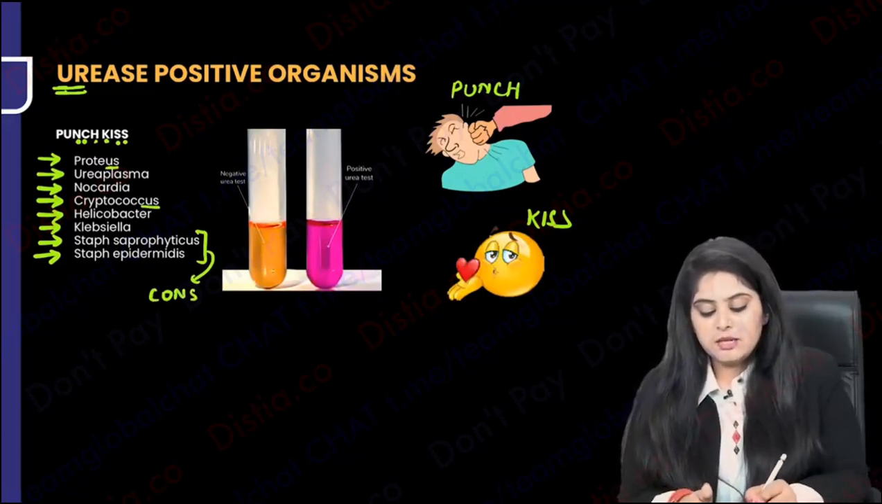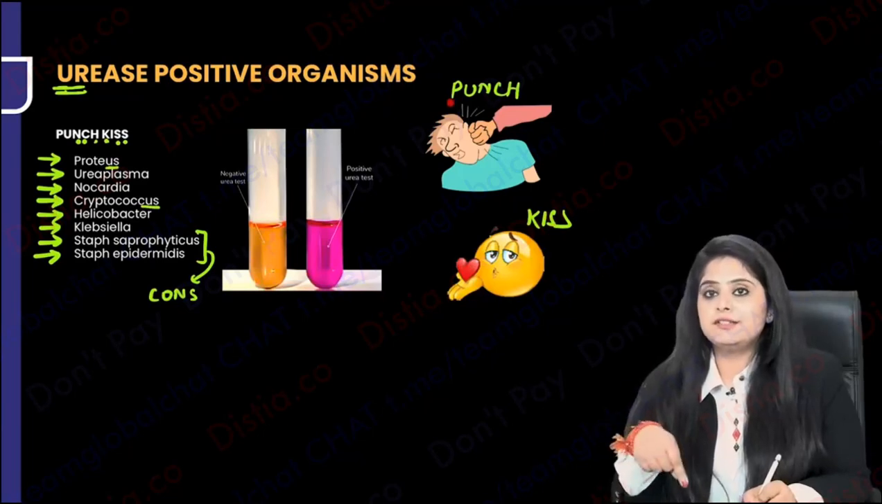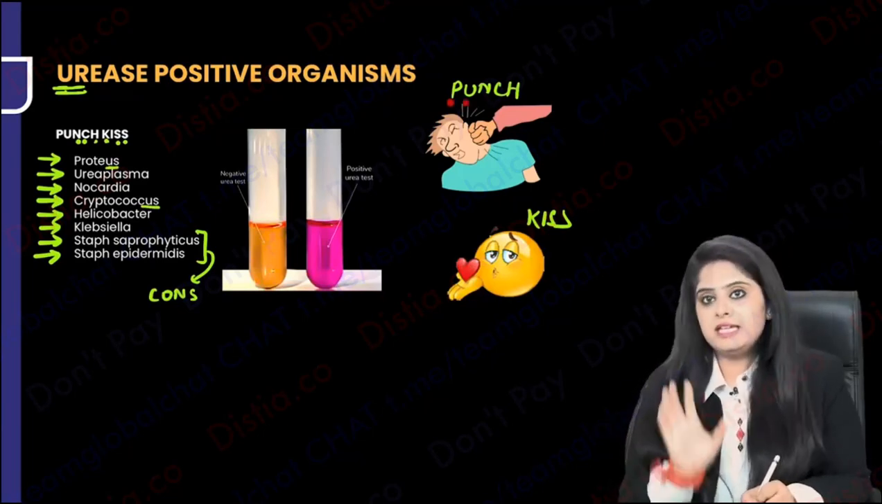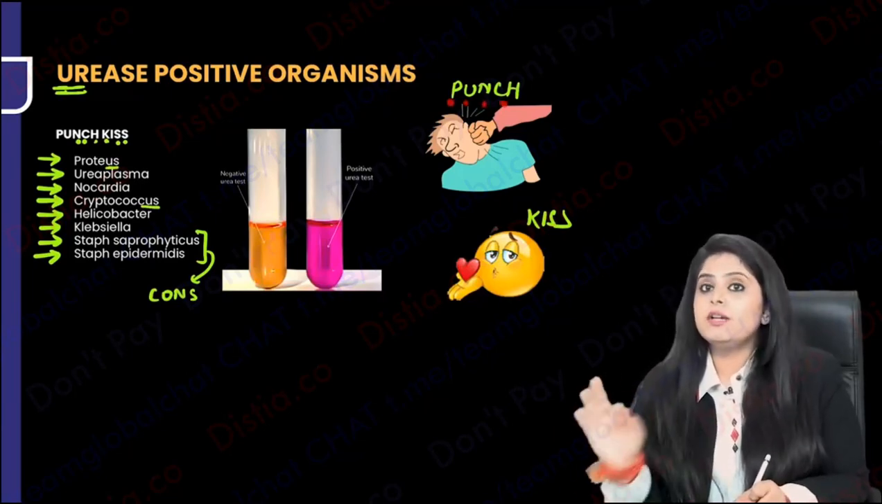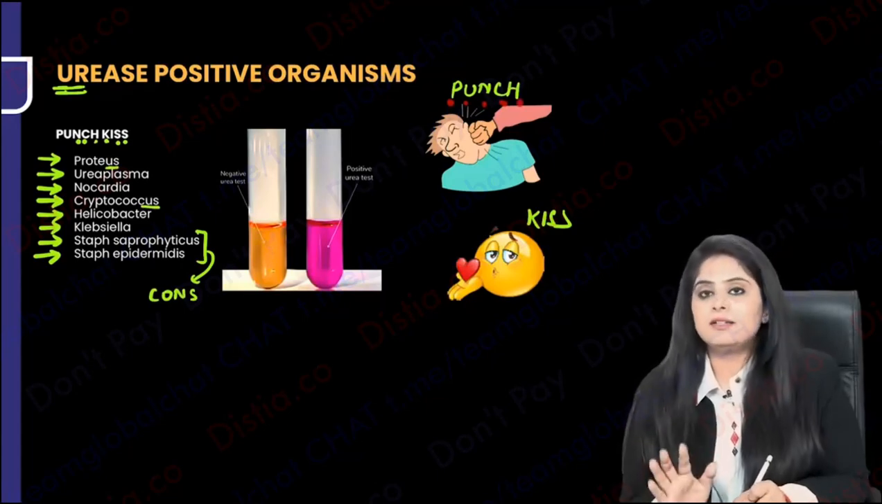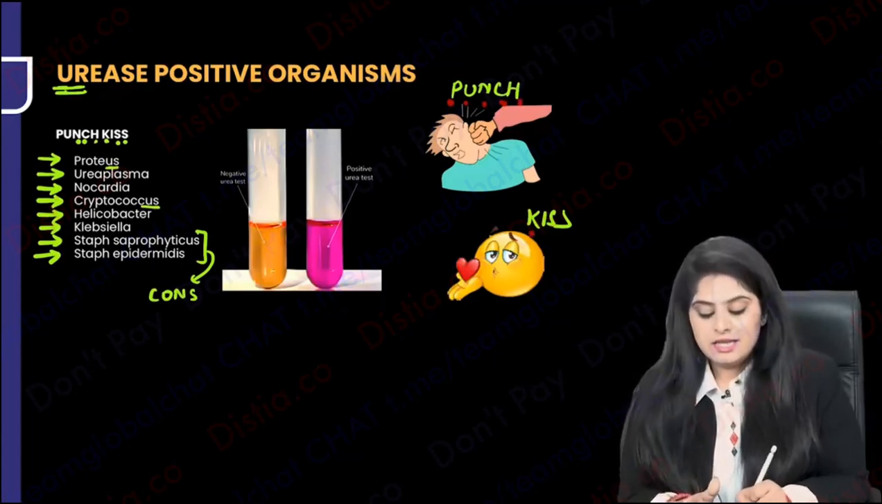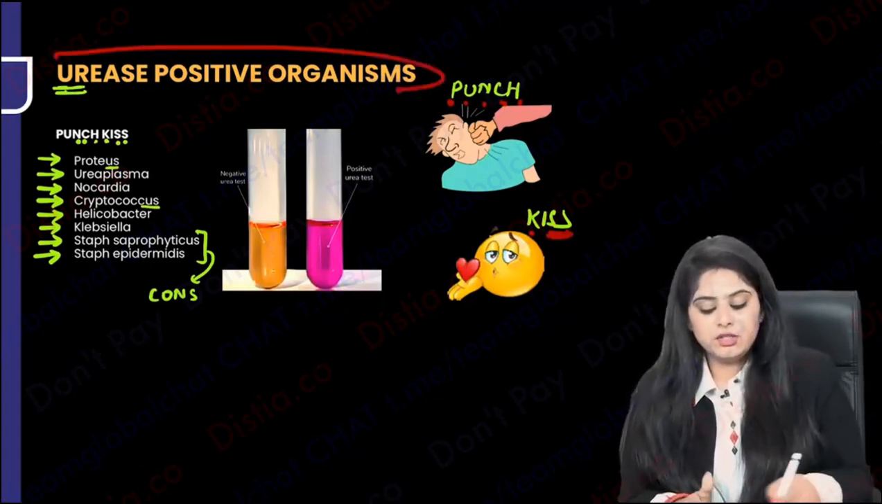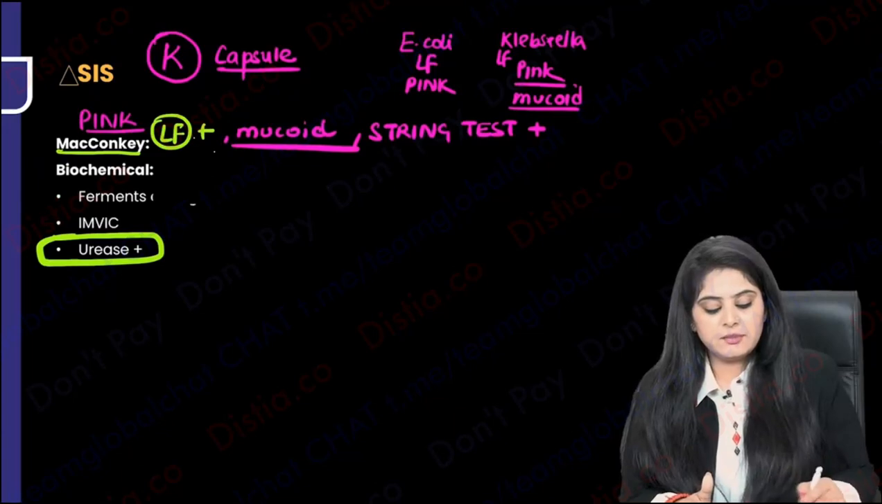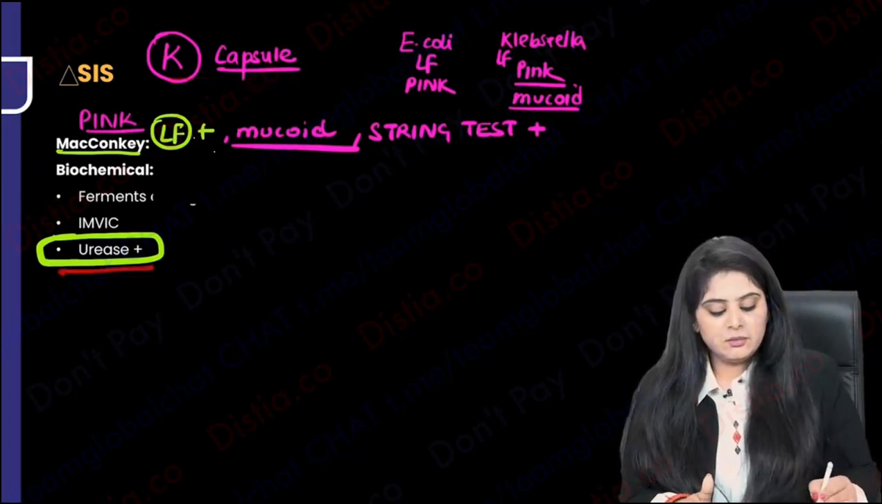Let's do a repeat. P for Proteus, because it has a us in the end. Ureaplasma anyway has urea in its name. Nocardia. Cryptococcus, us in the end. Helicobacter everyone knows. Klebsiella, and the coagulase negative staph, Staph epidermidis and saprophyticus, these are all the urease positive organisms. So yes, Klebsiella is definitely going to be urease positive.